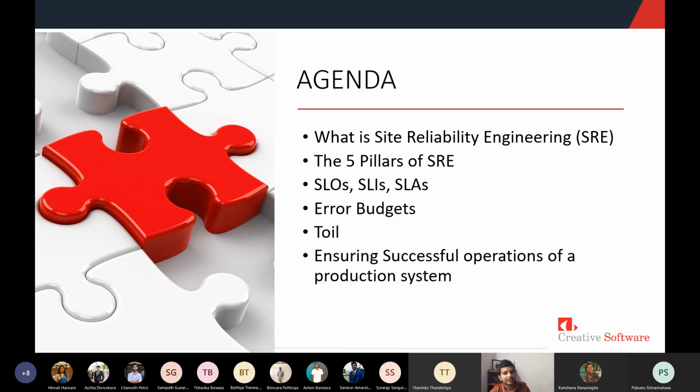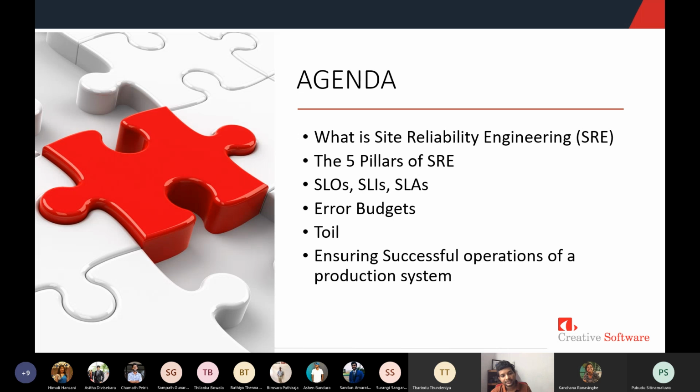And then SRE has these terms called SLOs, SLIs, SLAs. We'll be going deep into these and understanding how we can actually practically implement things like this and see how it actually affects a production system in real life. Then there's a new concept called error budgets in SRE. This is an interesting concept when it comes to development, feature delivery, project managers. We'll be talking more on this.